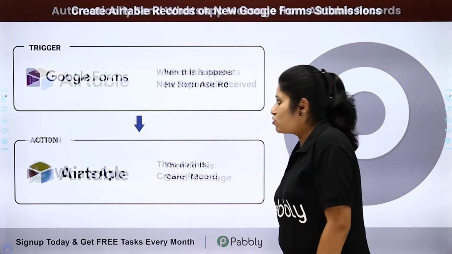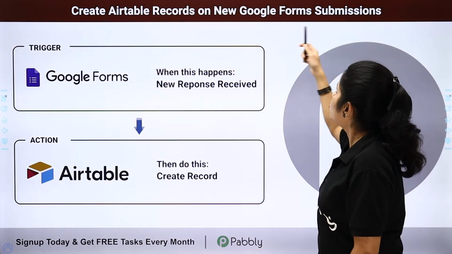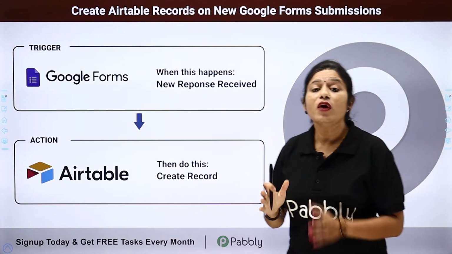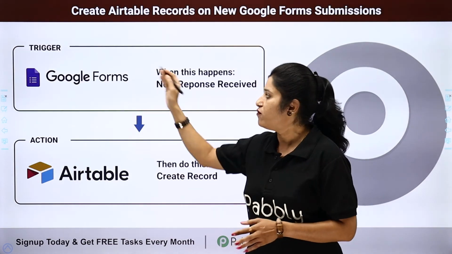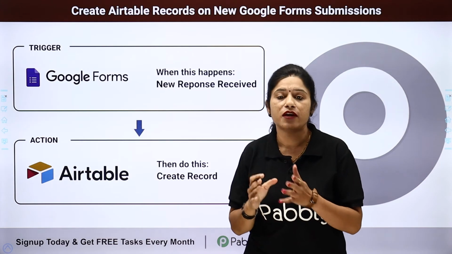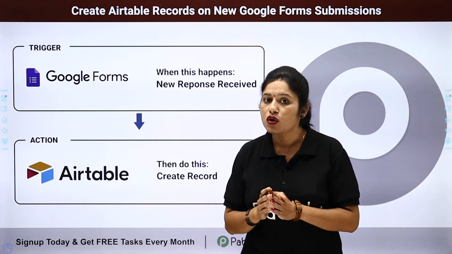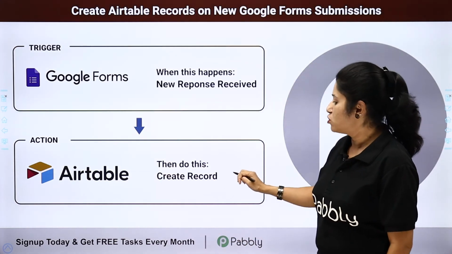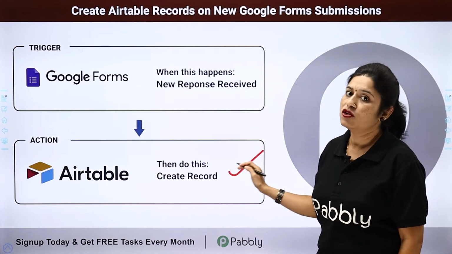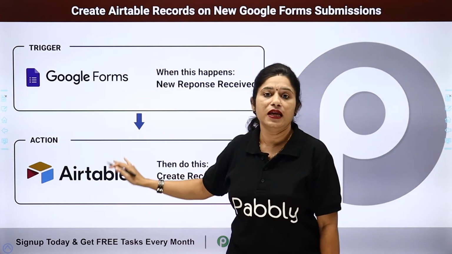Okay, let's move to the next automation, and that is creating Airtable records on new Google Forms submission. So now you have created a form using your Google Forms account and you have shared that form with your customers or you have embedded that form on a website. Now you want that whenever the form is filled, automatically an Airtable record should be generated. The details should be added to an Airtable base. For that, you need to integrate Google Forms with your Airtable base.